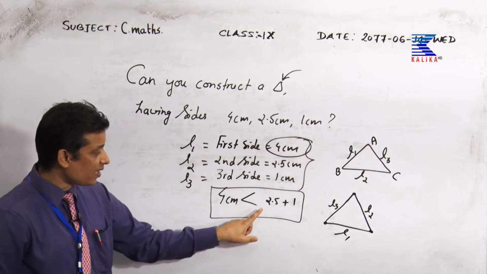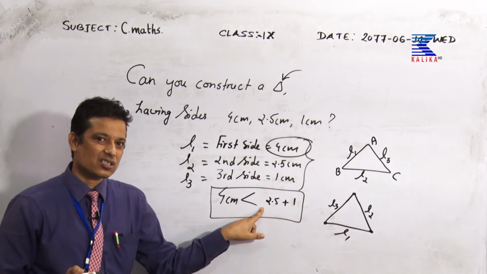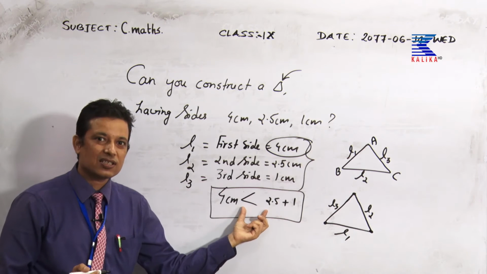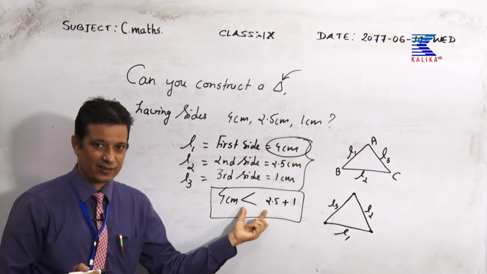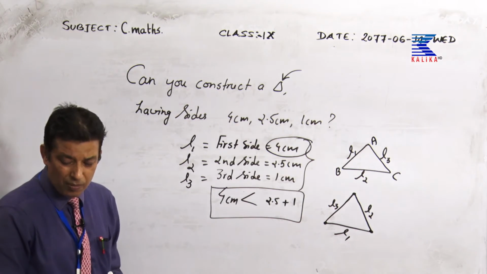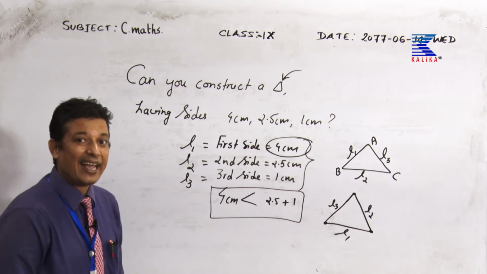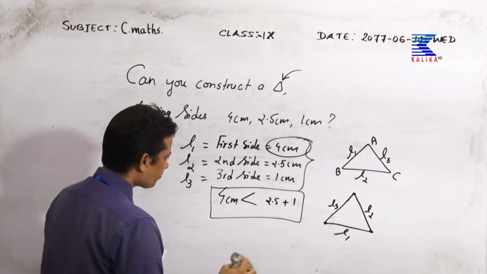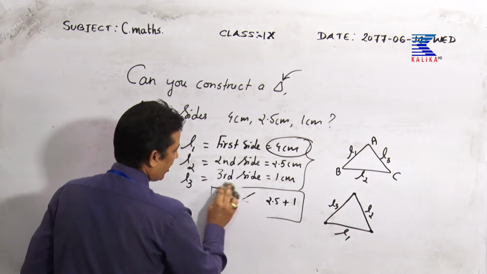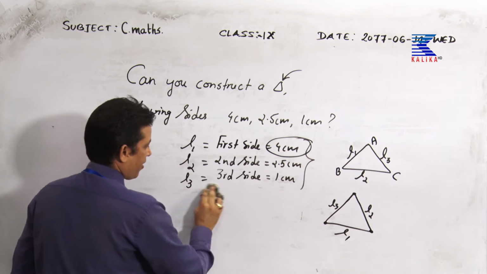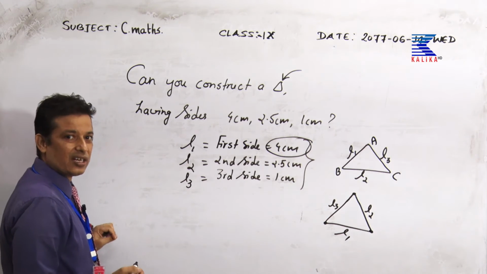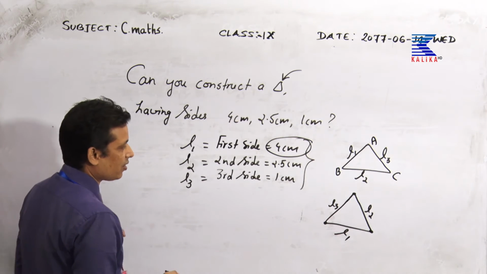If this is true, you can construct a triangle. If this is false, you cannot construct a triangle. It means the sum of any 2 sides should be greater than the third side. For example, look here, turn by turn I will write. To construct a triangle, this is the major condition.